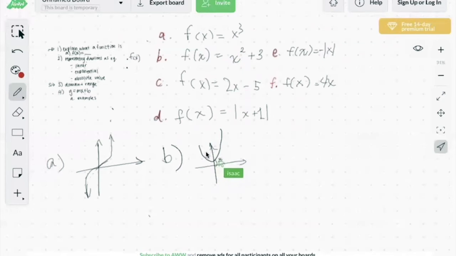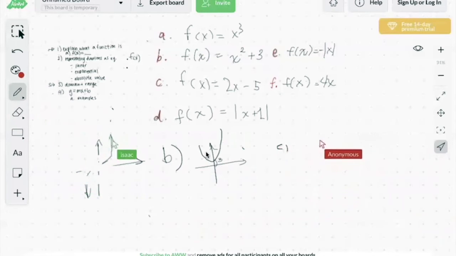It's up by 3 because right here, this number increases. So in actuality, without this, and x equals 0, then y would equal 0. But because it's plus 3, it raises the entire function up by 3 units. Yeah. Let's look at C.